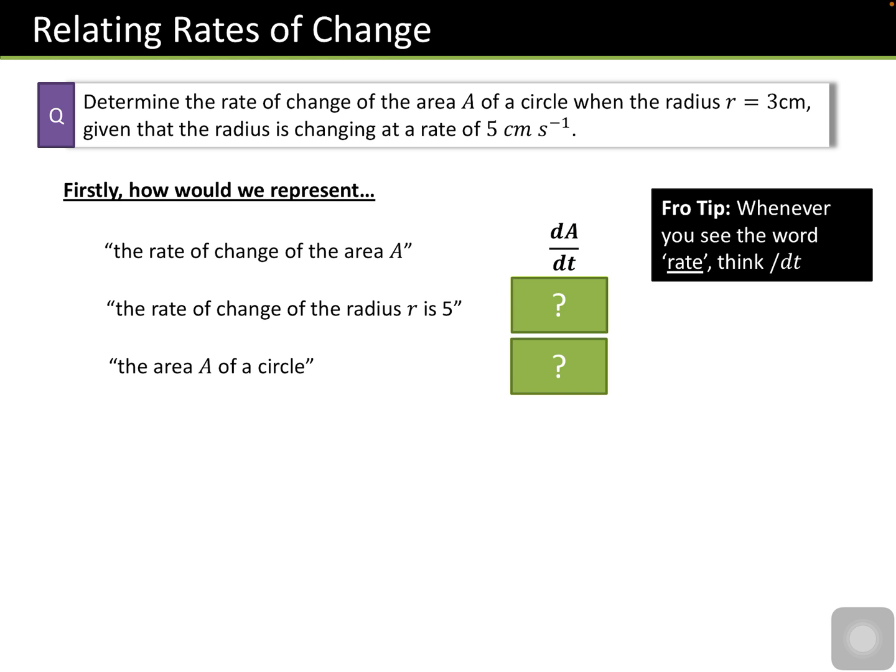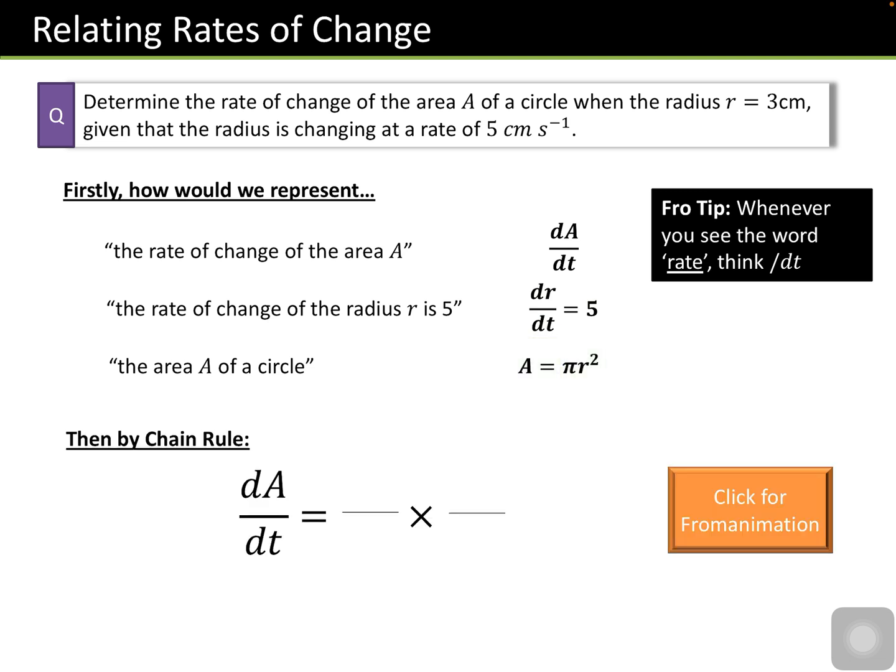If the rate of change of the radius is r, then we can say dr/dt, and that equals 5, because we're told the rate of change of the radius is 5. The area of a circle, A equals pi r squared. They should be things that whenever you see them, you should be able to come up with that straight away.